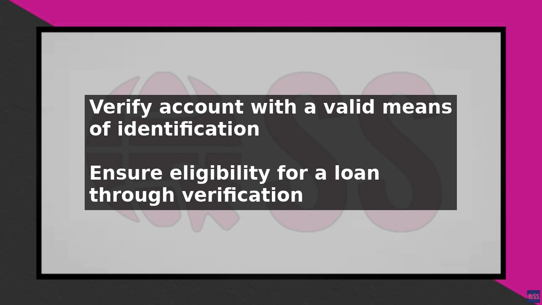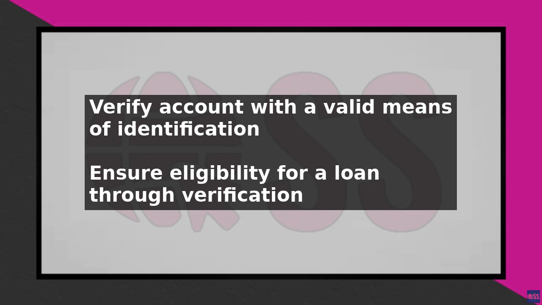After verifying your account, you can proceed to apply for a loan by clicking on the loan option in the app. You will be required to provide some additional information, such as your income level and employment status. This information is used to determine your creditworthiness and the amount of loan you are eligible for.